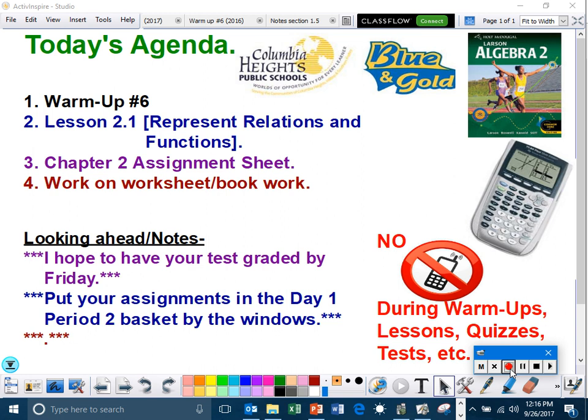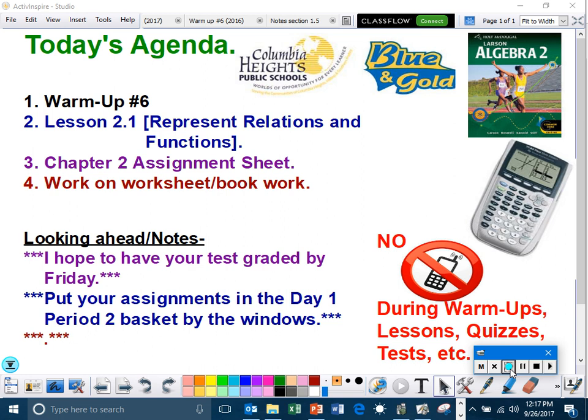All right, we're going to go ahead and get started here. Let's look at the agenda. All right, so warm-up number 6, lesson 2.1, representing relationships and functions. We're going to take some notes. I will go over that, so take notes very carefully. And again, the notes will also be on Moodle.